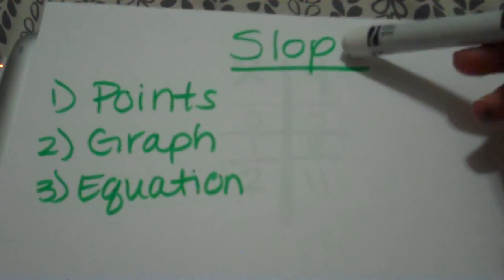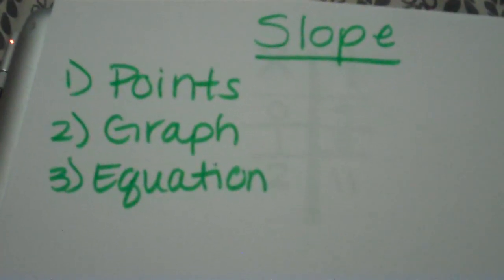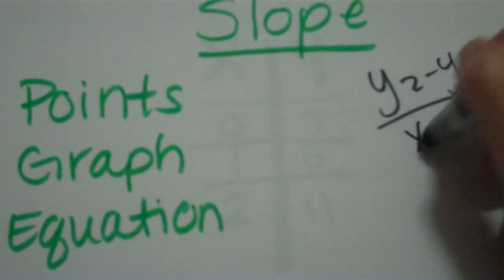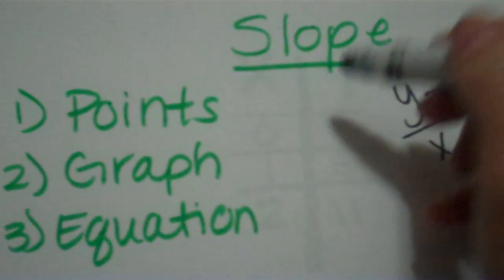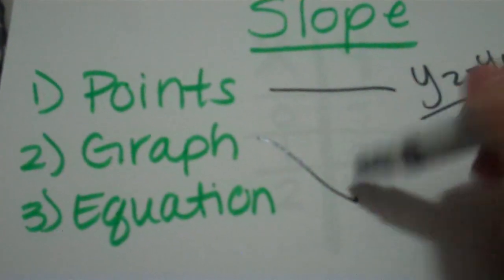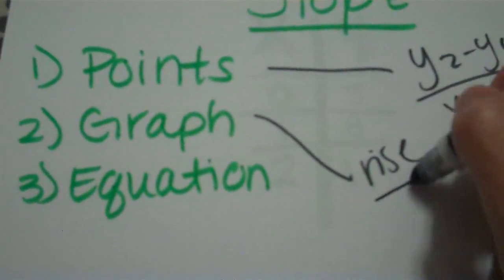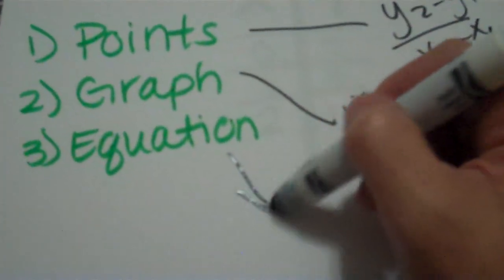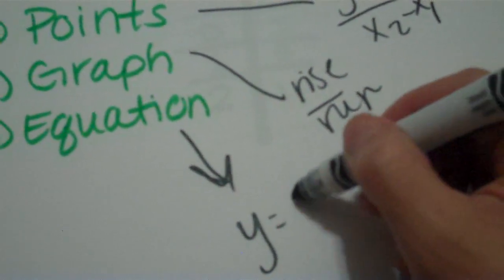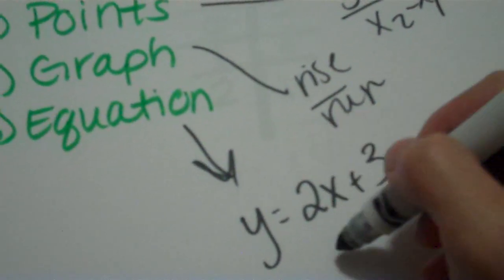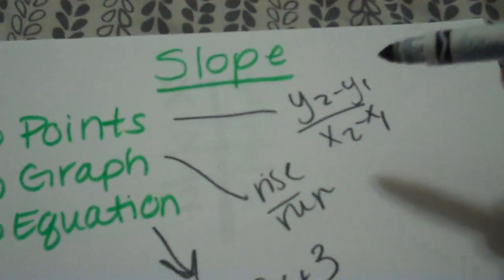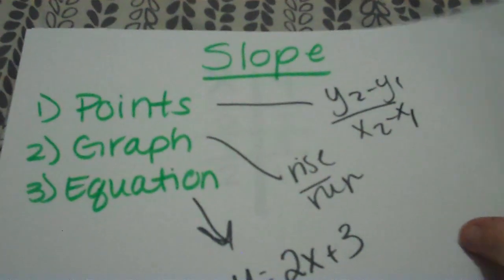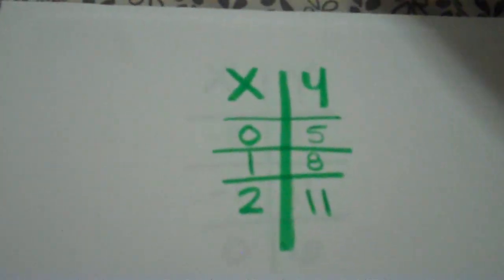Already, I've shown you how to find slope from points: y2 minus y1 over x2 minus x1. We've already done that. That goes with points. I've already showed you how to do it with a graph with rise over run. And I've showed you how to do slope with an equation. So for example, if you had y equals 2x plus 3, you know the slope is 2. So you already know how to do slope from points, from a graph, from an equation, and now I'm going to show you how to do it from a table.